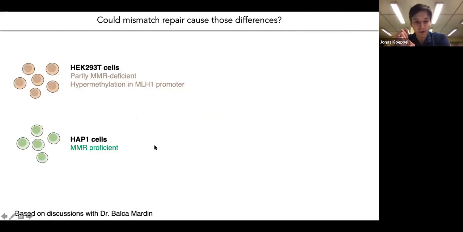And we reached out to some collaborators in the DNA repair field because we thought maybe this connected to DNA damage repair. And they suggested that we should look at mismatch repair, and specifically MSH2 and MSH6. It was also quite intriguing to learn that the HEK293T cells that we're using are partly mismatch repair deficient, because they have a hypermethylation in the MLH1 promoter, so they don't express much MLH1, versus the HAP1 cells that are proficient in mismatch repair.